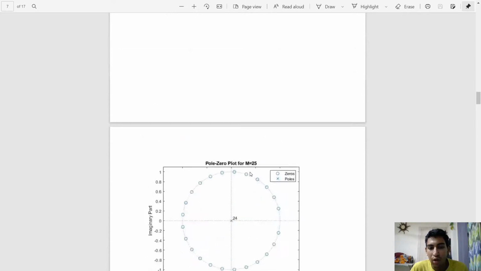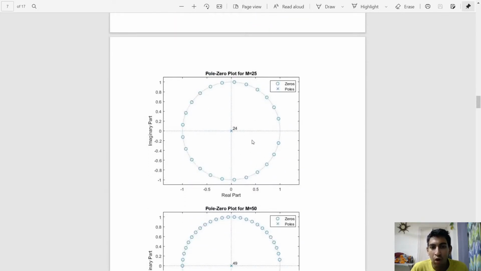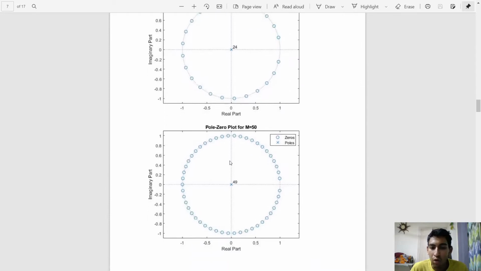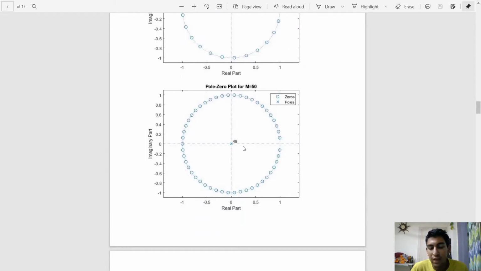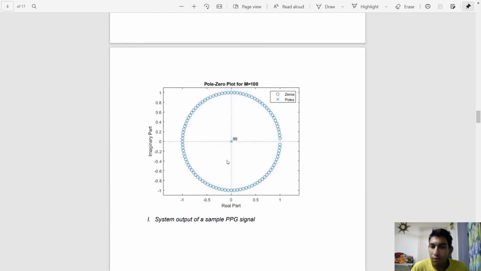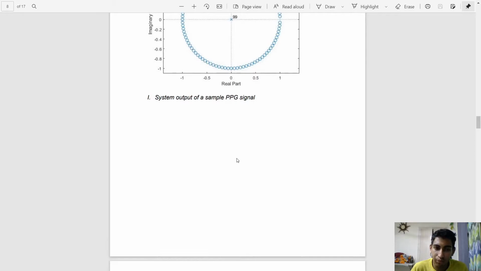For m equal to 25, we got this plot. You can see that we have m minus 1 zeros which are equidistant from each other on the unit circle centered at the origin, except we don't have a zero at z equal to 1, and we got the same number of poles, 24 concurrent poles at z equal to 0. For m equal to 50, we have the same situation. We have 49 poles at the origin, and we have 49 equidistant zeros on the unit circle. Same thing for m equal to 100.